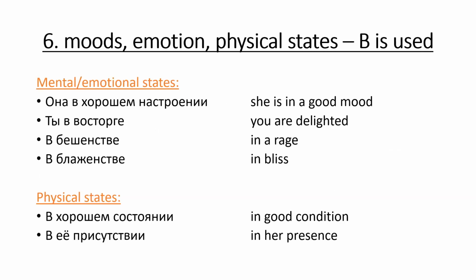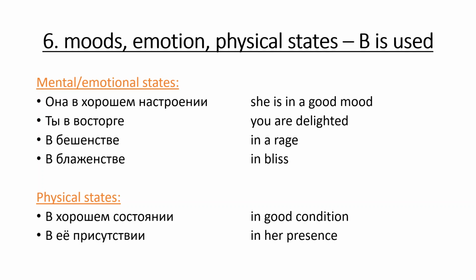The sixth use of the prepositional case in Russian is to describe moods, emotions, or physical states. Now, the prepositional case is slightly rare in this context, but there are examples of when it is used, and those I've written out here. На is almost never used. It's always в for moods, emotions, and physical states. So it does correspond quite closely to the English. We would also say in a rage, in bliss, in good condition, and so on and so forth.